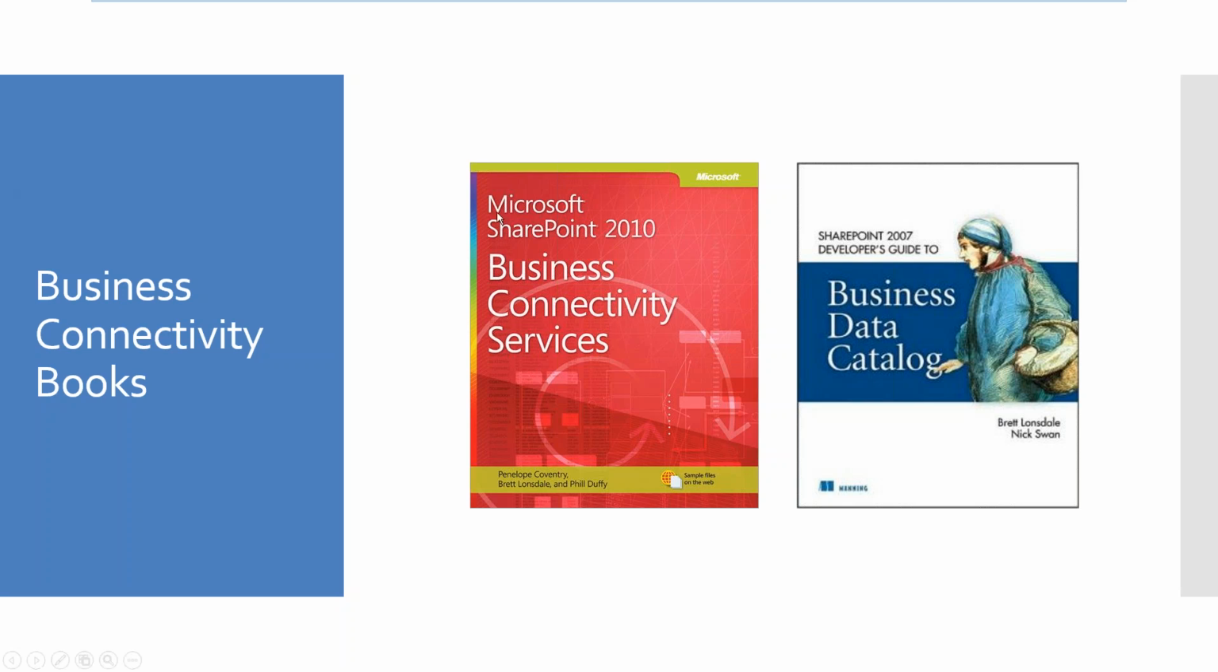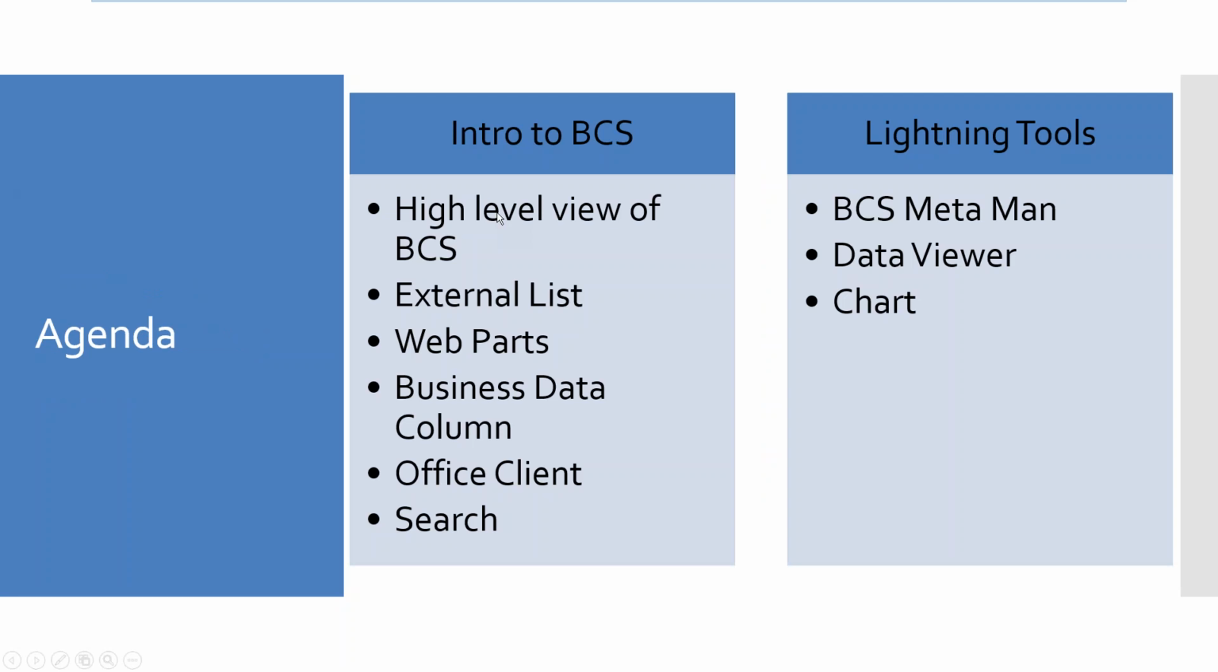So a couple of things that you might want to look out for. What we're going to be looking at today, we'll have a fairly fast-paced introduction to business connectivity services, and you're going to see hopefully lots of that along the way. That includes having a look at the architecture of BCS, but also some of the individual components, like the external list, the web parts, the external data column, some of the Office client integration, also search as well. So all things that you can do with data in the back end.